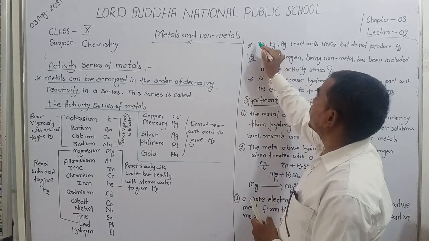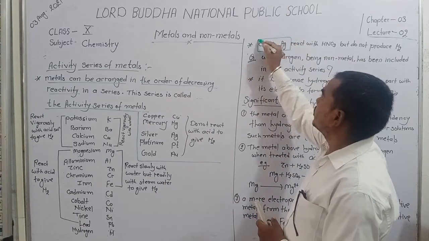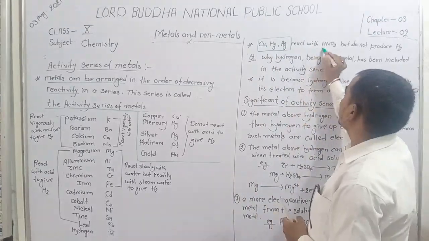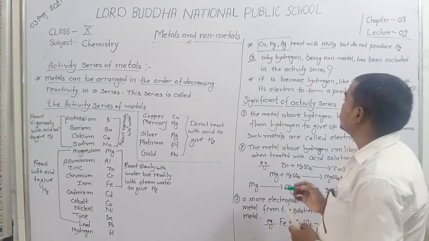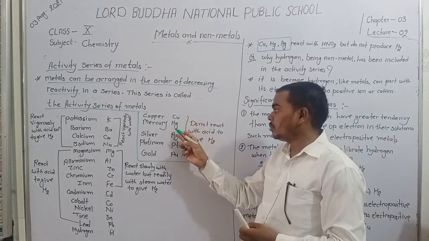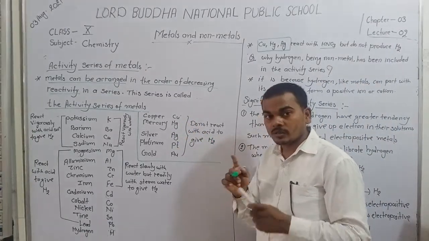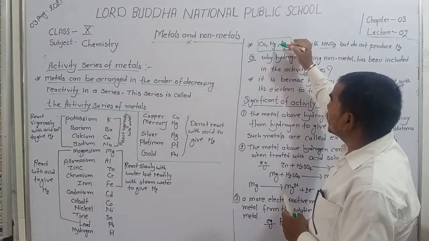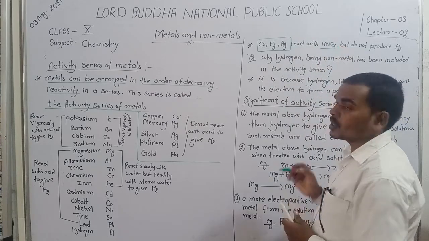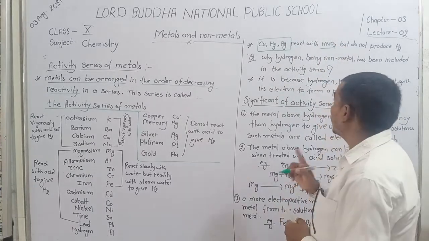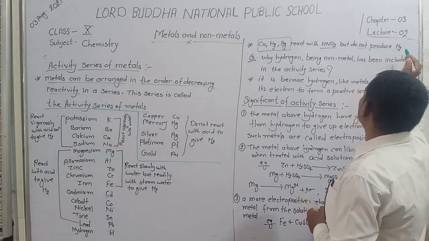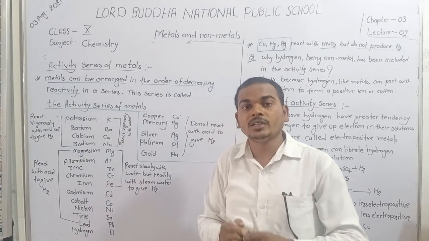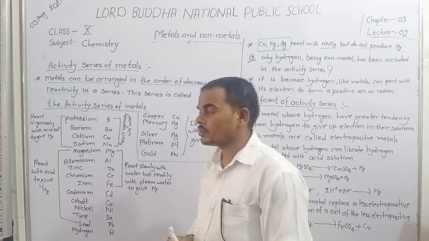First, here copper, mercury and silver react with HNO3. You know that copper, mercury and silver do not react with acid, but remember that only copper, mercury and silver react with HNO3, that is nitric acid, but do not give hydrogen gas.